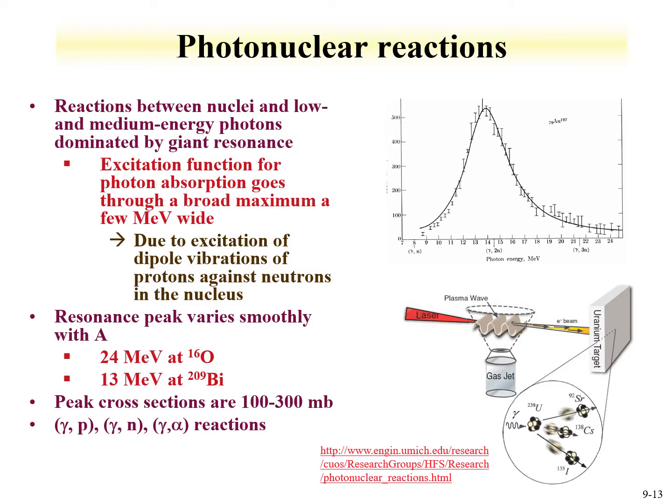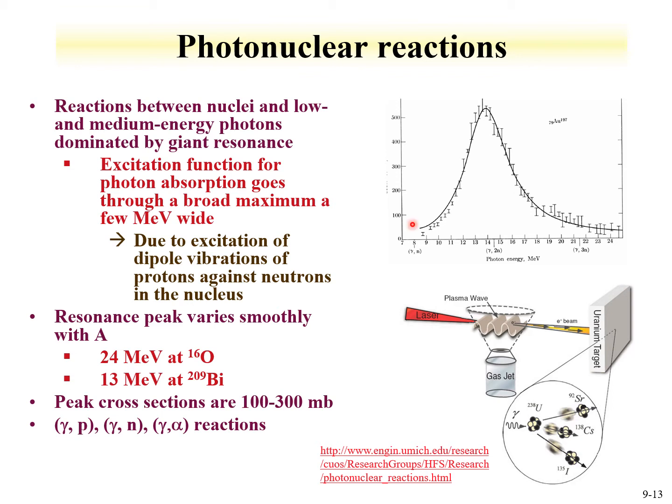Now, it's also possible to have nuclear reactions using photons. Reactions between nuclei and low and medium energy photons are dominated by a giant resonance. These excitation functions for photon absorption go through a pretty broad maximum, a few MeV wide, shown here for the reaction of photons on gold-197. This is due to the dipoles that can set up within the nucleus between protons and neutrons. The value here is in millibarns, so photon reactions tend to have cross sections on the order of 500 millibarns.